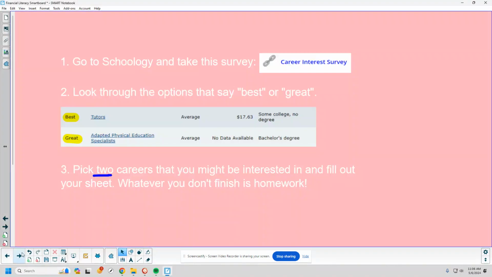All right, so you guys are going to go to Schoology, click on Career Interest Survey, and then try to pick options that either say best or great. If you don't have that many, you could go down and look at the options that say good, but start off with the best and great options. All right, so that's the plan for today.